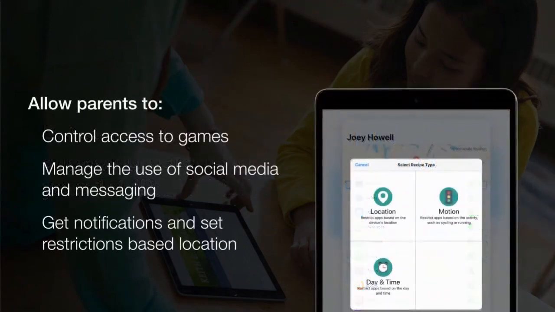This just gives you an example of what it looks like. The parent is actually able to set locations. These are geofence locations, so you can set either where the school is or where the home is. And the parent is then able to restrict the device based off a geolocation. We have motion available. This came from the Netherlands, where schools were finding that students were trying to use the device while cycling to school.